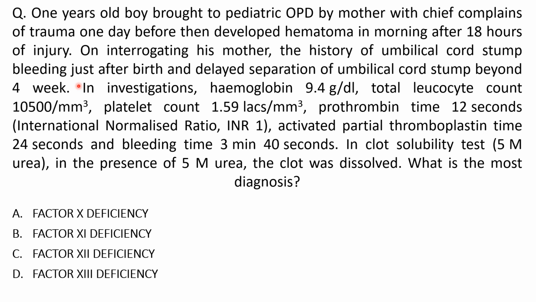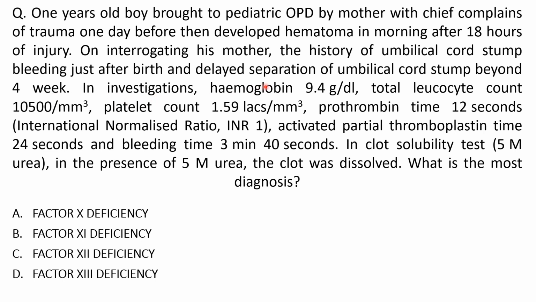Whenever in the exam you have a clinical based question, read carefully. So I'm reading now. A 1-year-old boy is brought to the OPD by the mother with a chief complaint of trauma one day before. Then the child developed a hematoma in the morning, after the 18th hour of injury. On interrogating his mother, the child had a history of umbilical cord stump bleeding just after birth. So in the perinatal history, this is a very significant history. There is also a history of delayed separation of the umbilical cord stump beyond 4 weeks. So this is the history part.